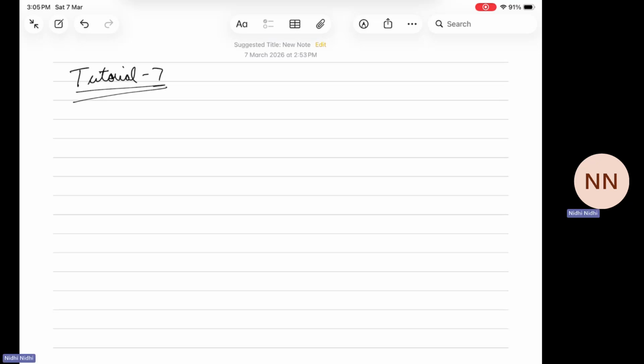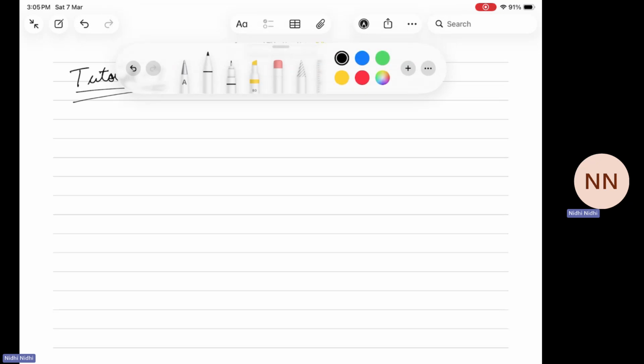Okay, so today we'll be discussing problems of week 6 assignment sheet, which are mainly related to the differentiability of real valued functions and limit continuity of multivariable functions. So let's start with first question. Question number one.